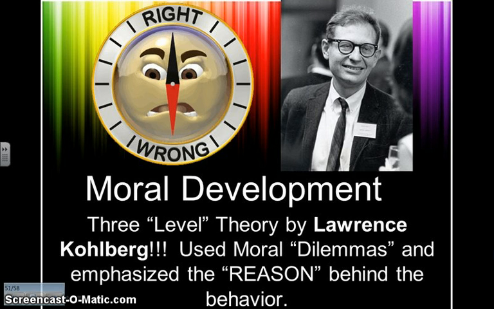Now, we talk about these stages. These stages are very difficult. If you had to figure out exactly what stage a person's in, it was very difficult to do, and even Kohlberg admitted that. So they broke it down into 3 levels of moral development, with stages 1 and 2 being the first level, stages 3 and 4 being the second level, and stages 5 and 6 being the third level.